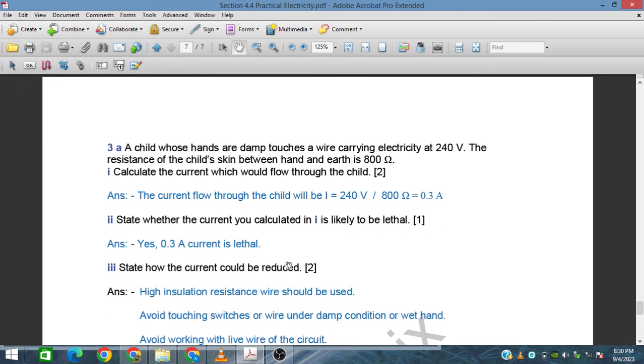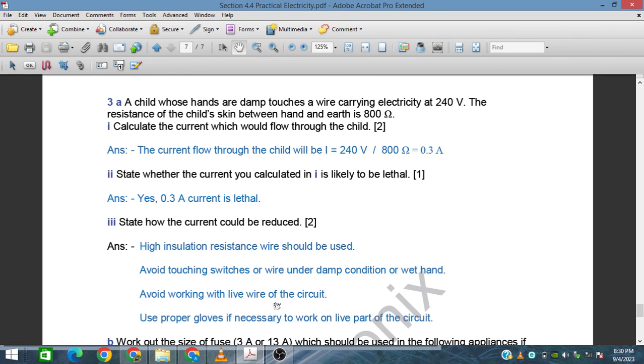State how the current should be reduced. High insulation resistance wire should be used. Any wire should be covered with high insulation. Avoid touching switches or wire under damp conditions. So in case of wet conditions or wet hands, everyone should avoid touching the switches.